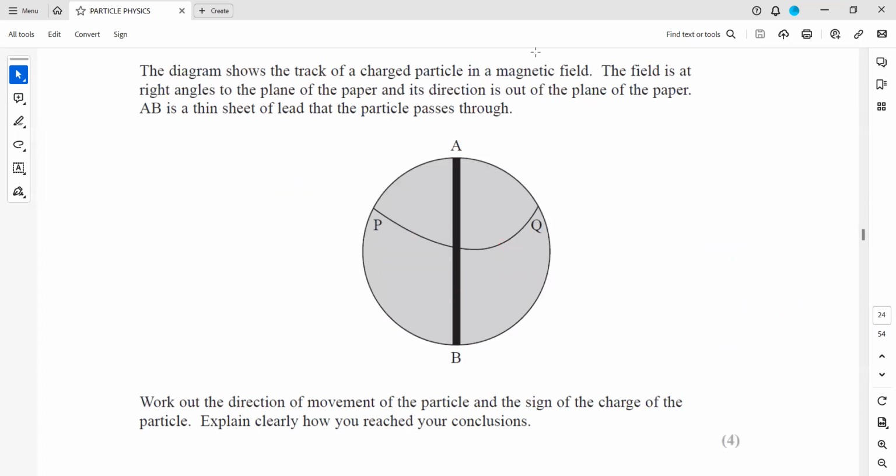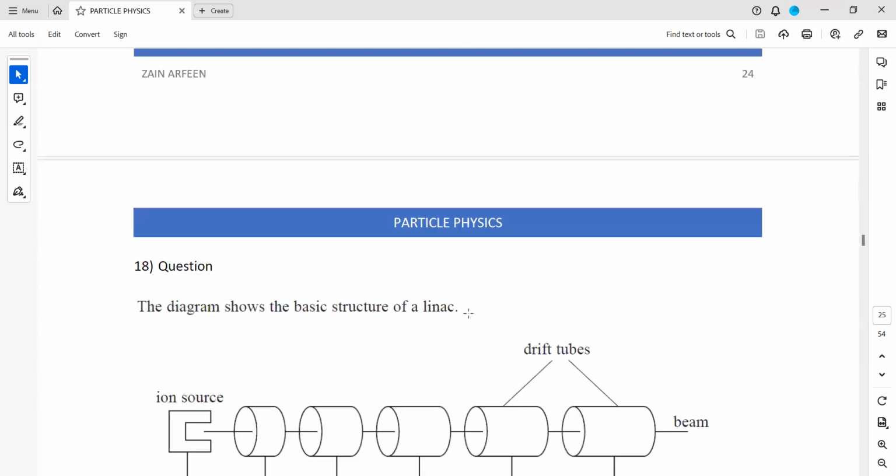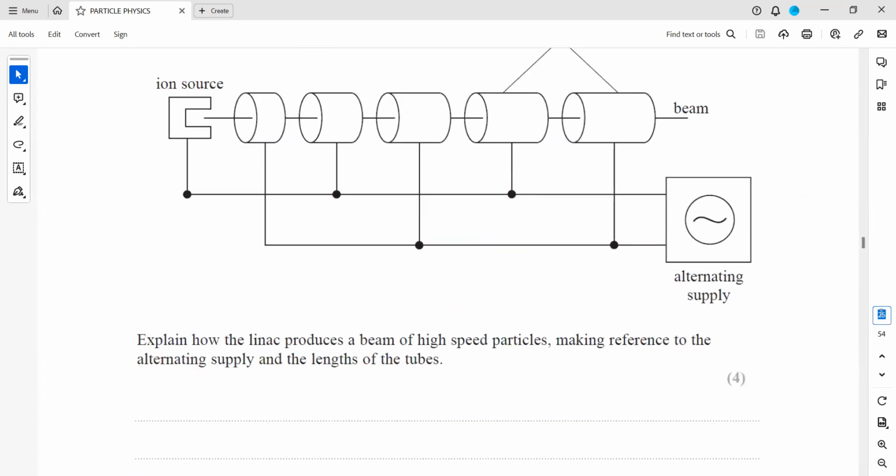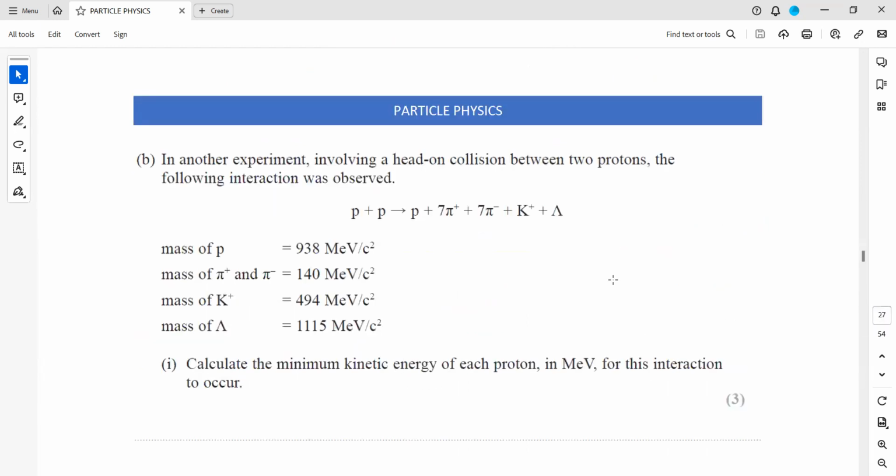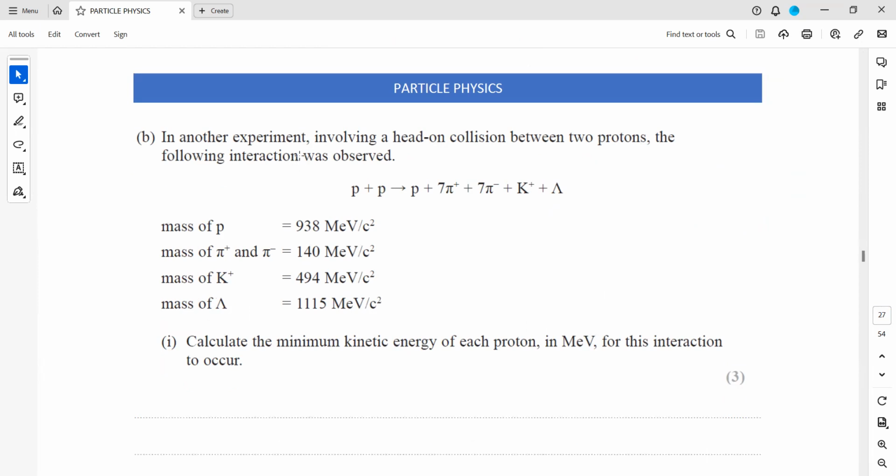Next is page number 27. And the doubt in this one, 27, 19B, 19B1. In another experiment which is involving a head-on collision between the two protons. So two protons collide head-on, and the following interaction was observed.